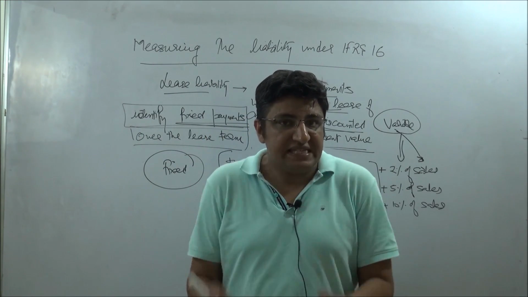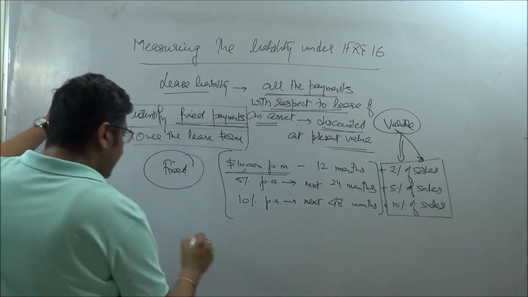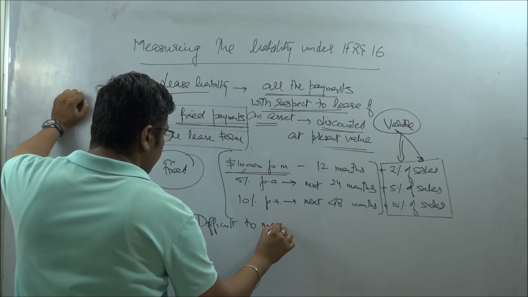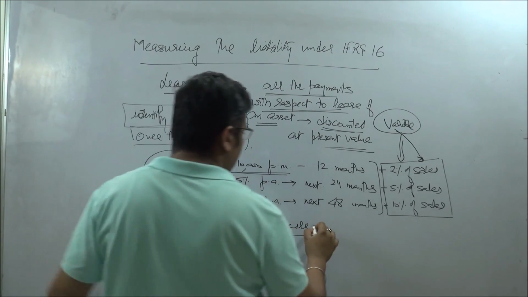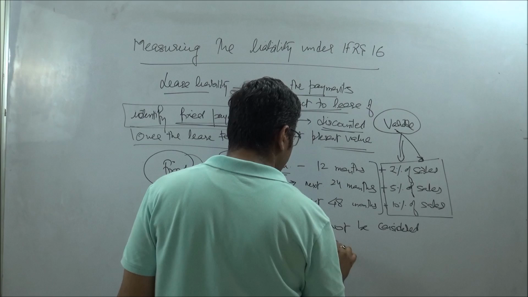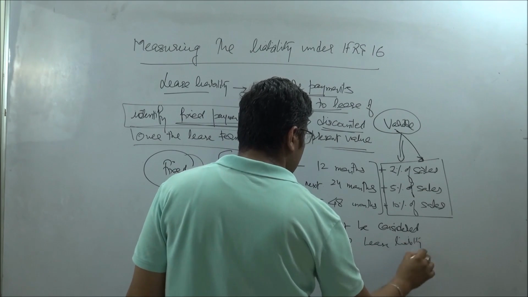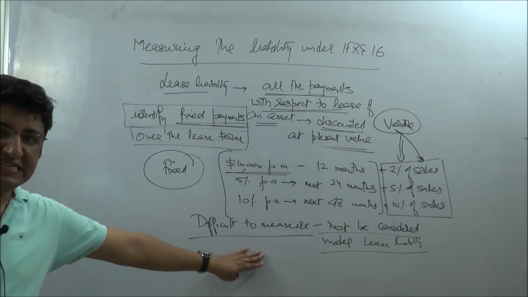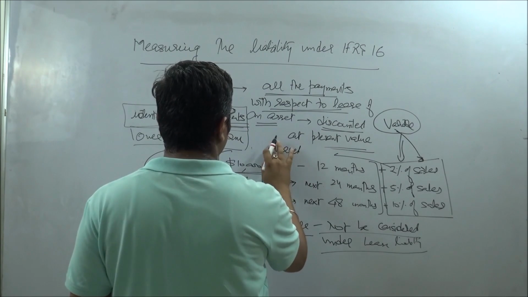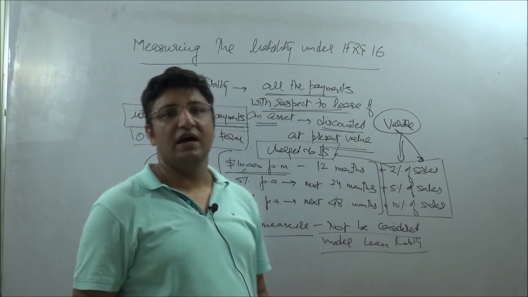So the standard suggests here that any such components, which would of course be very difficult to measure, will not be considered under determination of lease liability, but yes, they would be charged to the income statement when these arise, right?